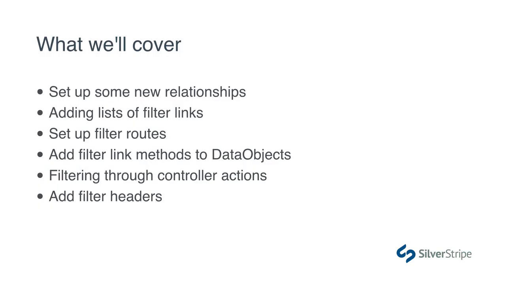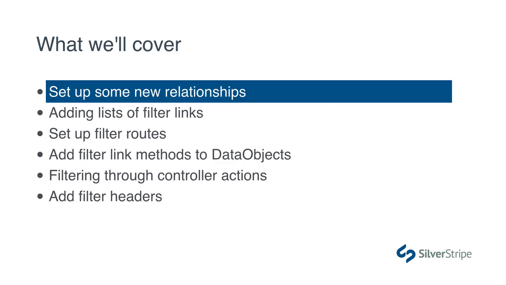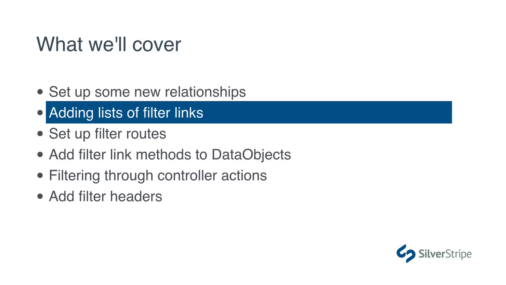So let's get into what we'll cover here. There's quite a bit of setup, but it's all pretty relevant. We will first set up some new relationships for the data objects that we can use for filtering. Then we'll add some lists of filter links. So this is going to be the part where we actually create links in the sidebar that you can click on and it will go to a filtered URL.